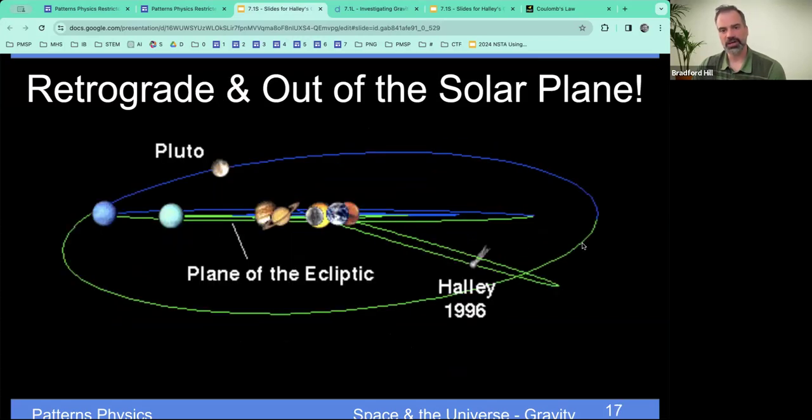And then I think we got one more. So here's a side view. So you can just see that Halley's Comet really does seem to be a little bit different. And students, of course, ask about Pluto, and that's right there, and that's fun to talk about.